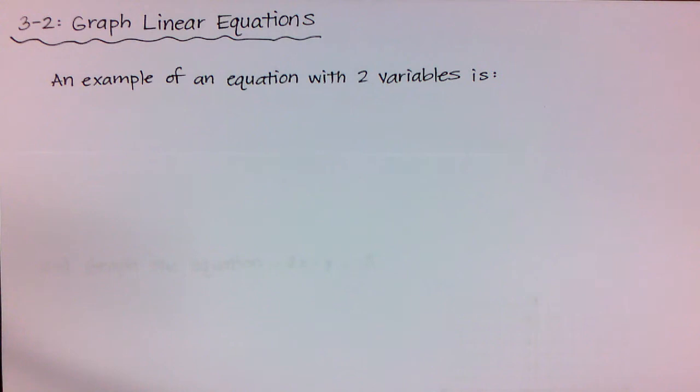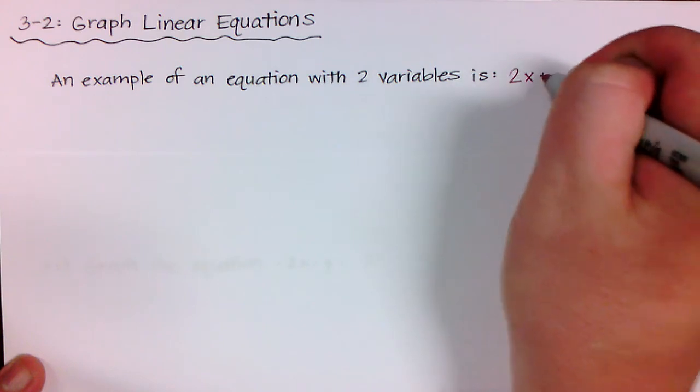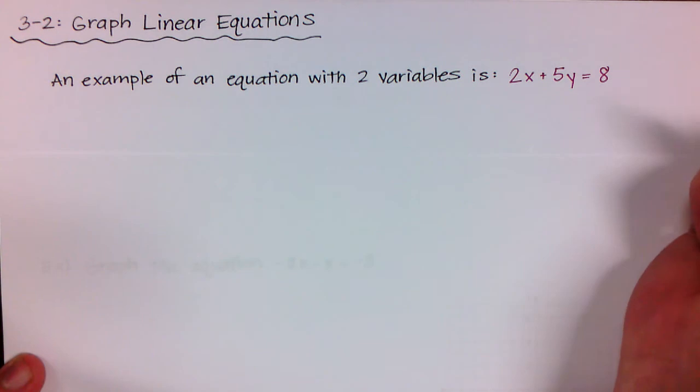Today we're going to be learning lesson 3-2 in your textbook, which is titled Graph Linear Equations, which is what we're going to be doing. So to begin, an example of an equation with two variables could be this: 2x plus 5y is equal to 8. This is just an example.